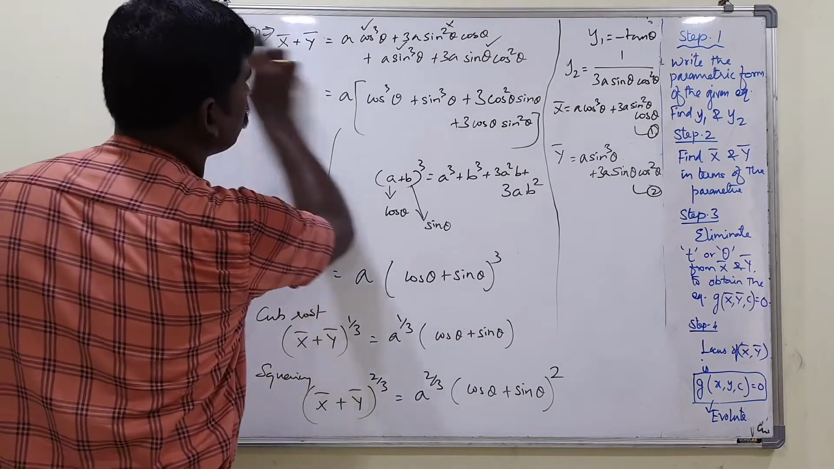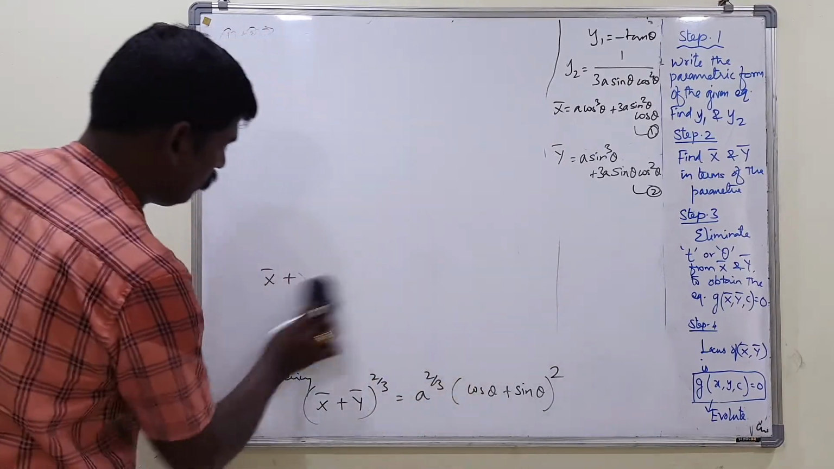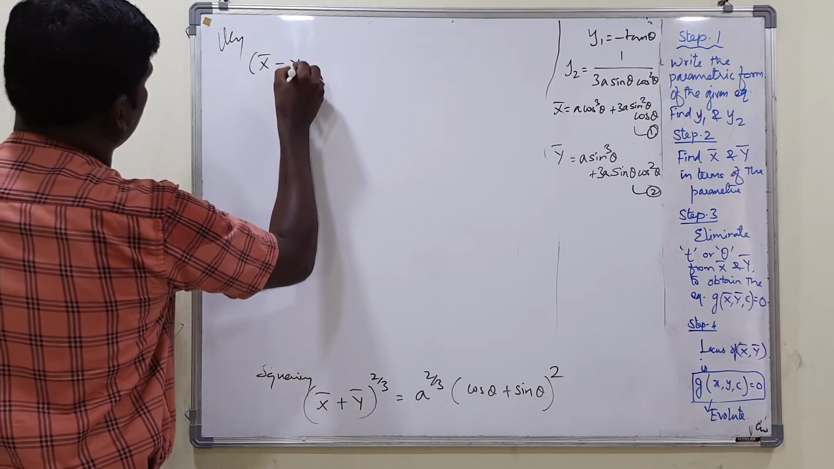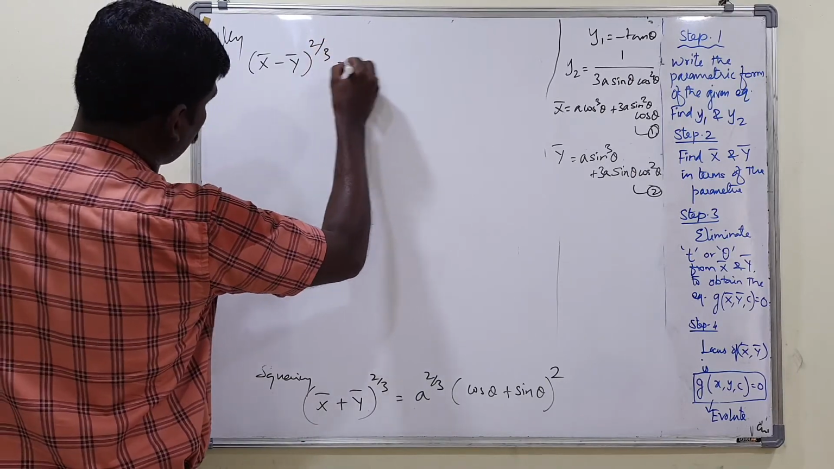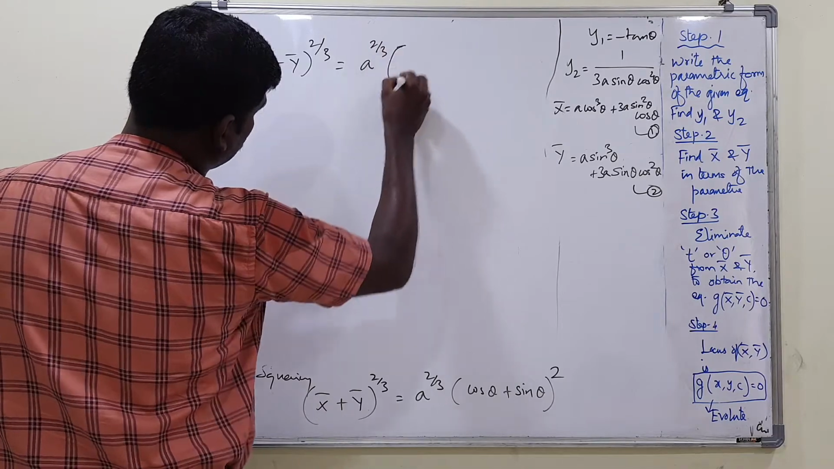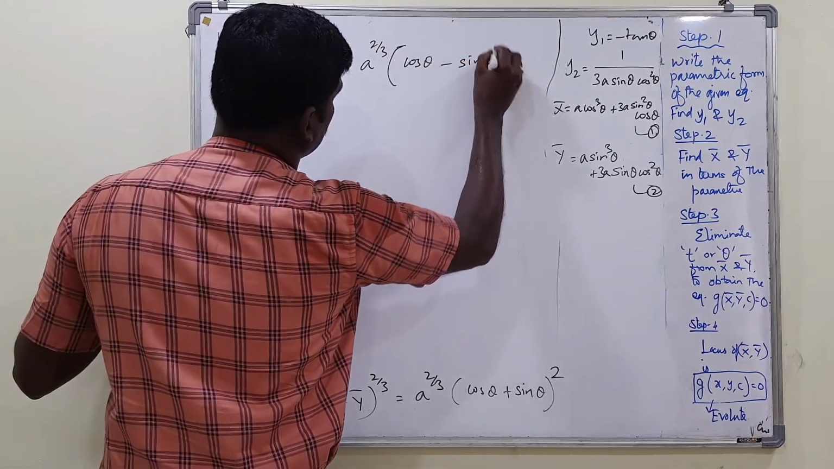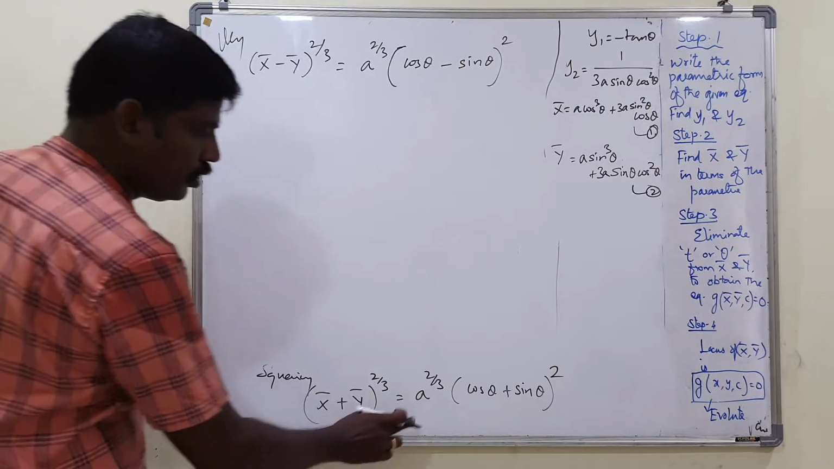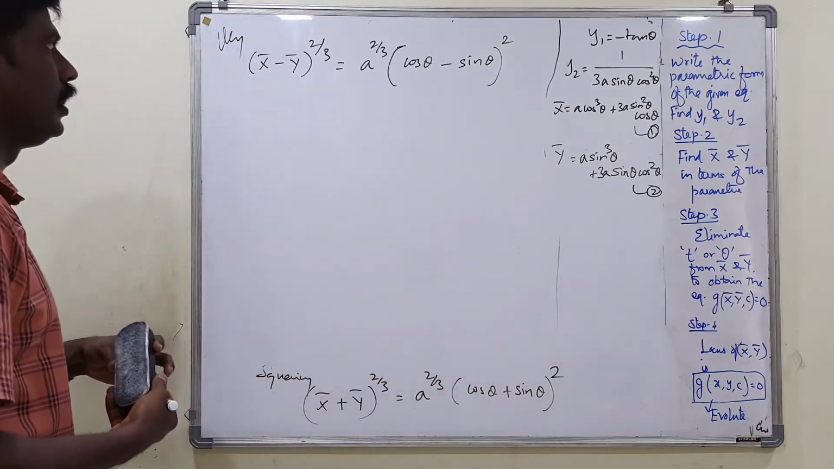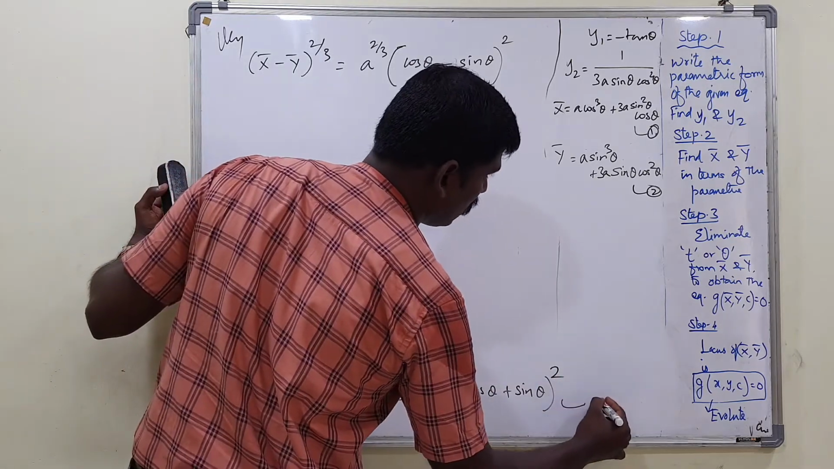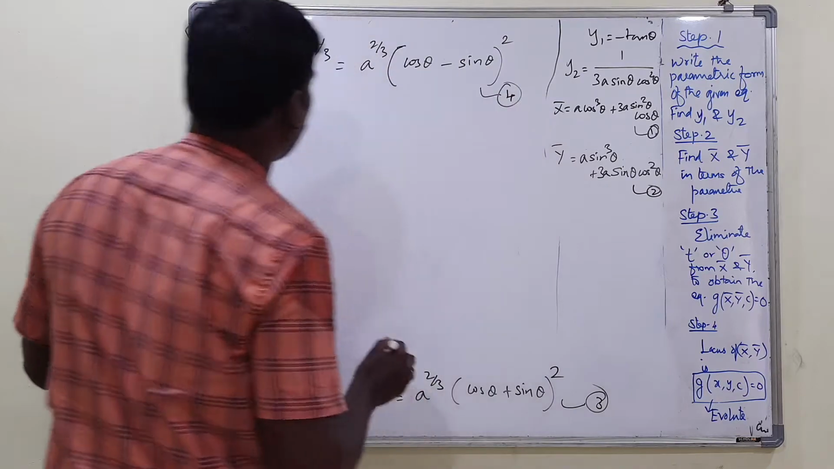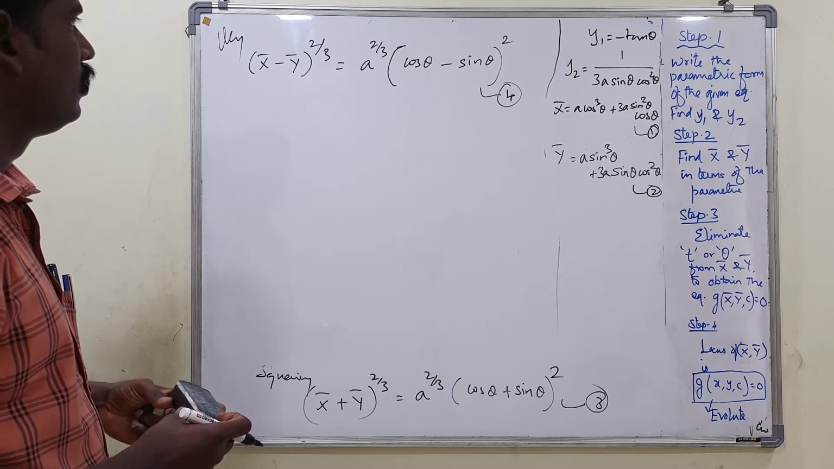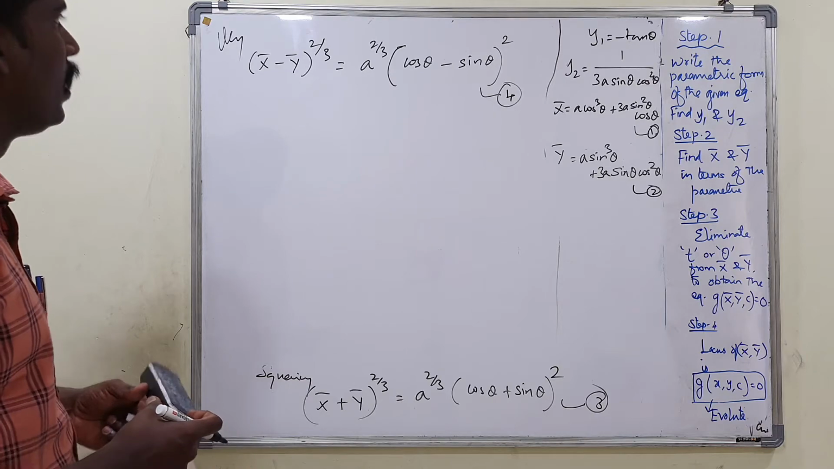And similarly, you can get x bar minus y bar the whole power 2 by 3 equals a power 2 by 3 into cos theta minus sin theta the whole power 2. Just replacing plus by minus, you get x bar minus y bar to the power 2 by 3 equals a power 2 by 3 into cos theta minus sin theta whole square. Right? Now I call this equation number 3 and this equation number 4. That's all. Now I am adding 3 and 4 to get the answer.